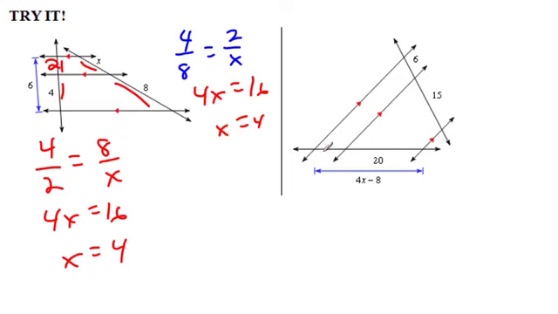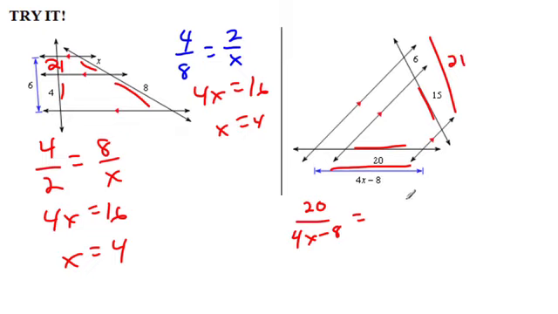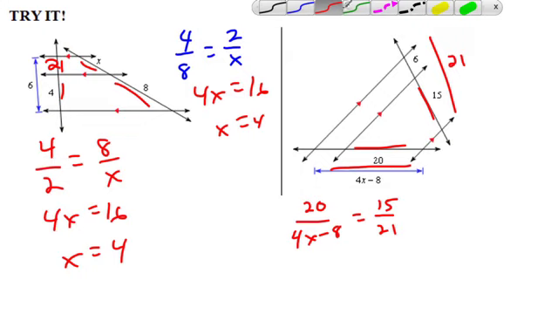The next one, I don't know this little chunk, and I can't really find it because of this, so I'm going to have to use something. So I'm going to say 20 is to the whole thing. So 20 is to the big 4x minus 8 as what? 15 is to the whole thing, which what is 6 plus 15? 21. So I'm going to say as 15 is to 21. Awesome. So can we cross multiply and solve this? Sure.